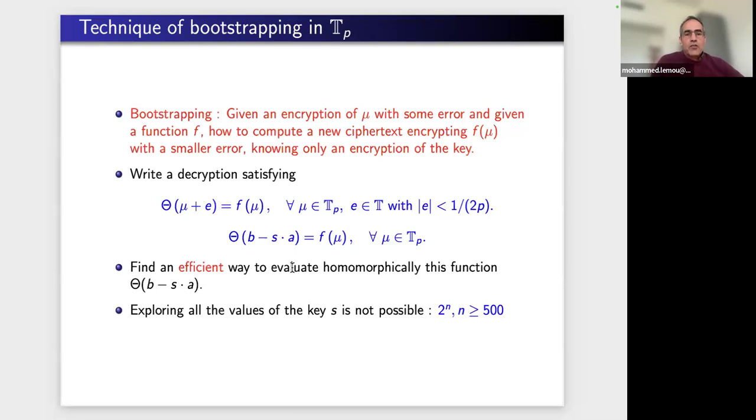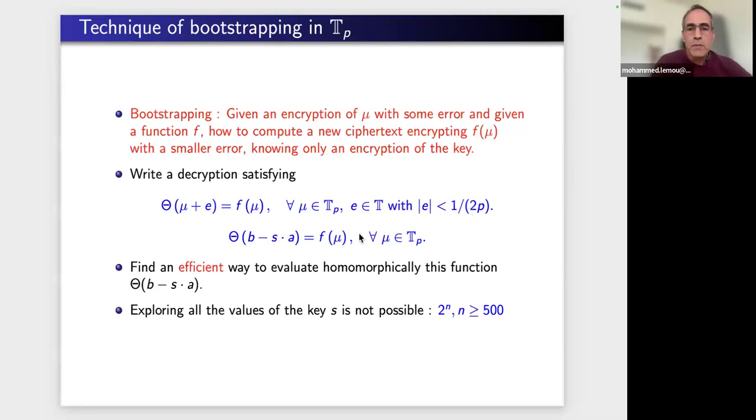In fact, the general strategy is to choose a decryption formula. What I call a decryption formula is a function theta which satisfies theta of mu plus some error is equal to f of mu, where f is given, for all mu in T P, provided that the error is smaller than something like 1/2 pi or less than this.